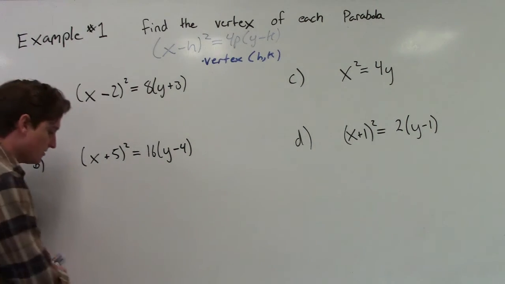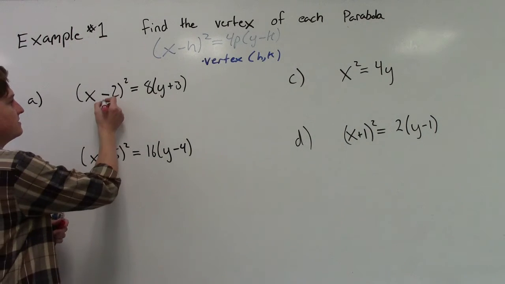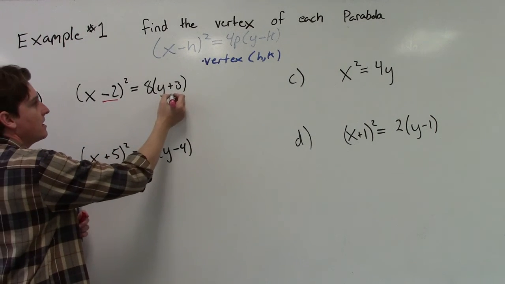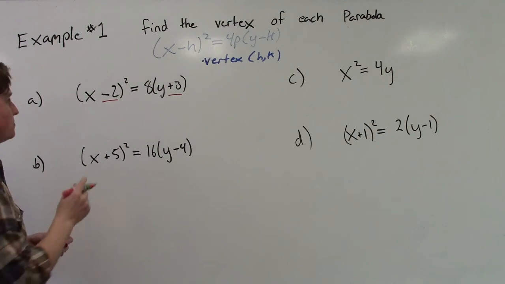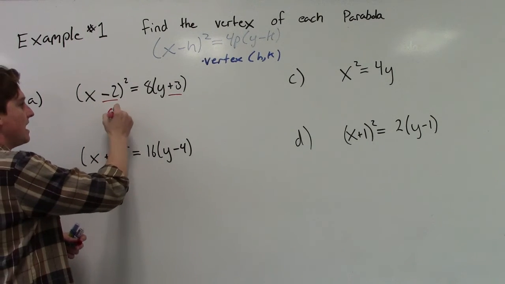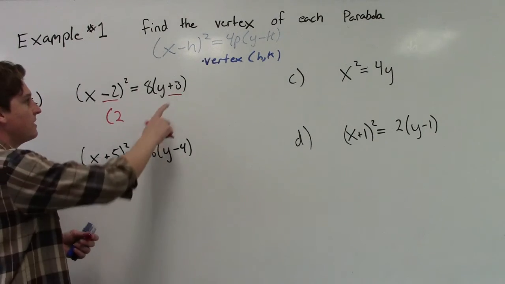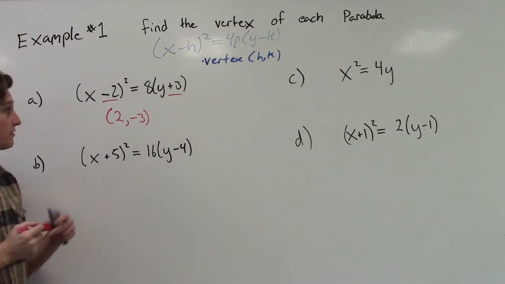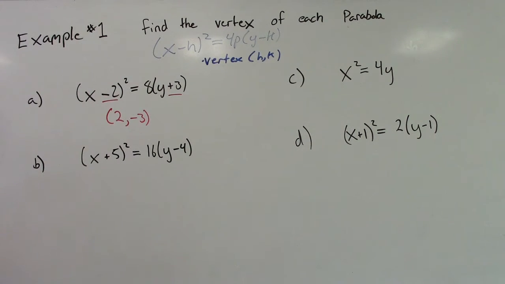So if we look at here, the h is found by looking at the x piece, and the k is found by looking at the y piece. In this case, we got a minus 2. That means h is positive 2. And then we have a plus 3. That means k is negative 3. And that is the vertex of this parabola right here.